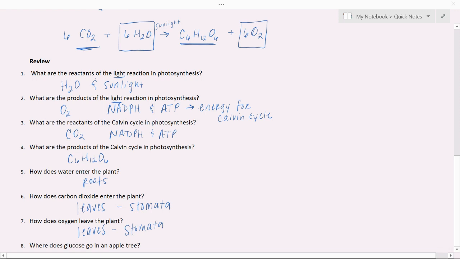And last but not least, where does the glucose go? And more specifically, where does it go in an apple tree? What do the plants use it for? Well, they use it for food. They use it to store energy. And in an apple tree, where does that energy go? Well, first, we need to build up the tree, right? So it can build the tree, helps the tree grow taller. But then that extra energy goes to help grow apples.